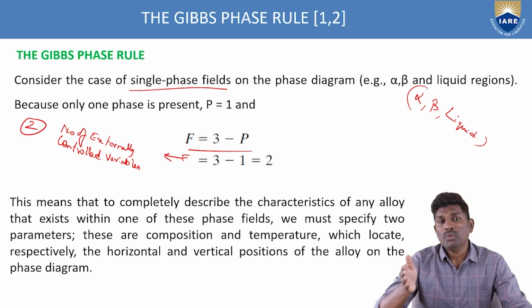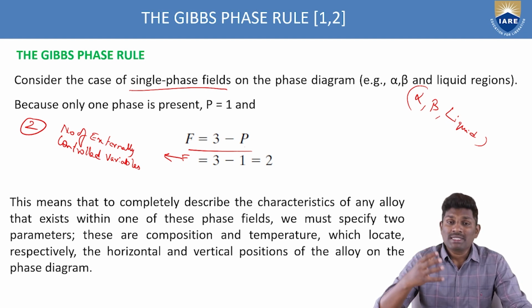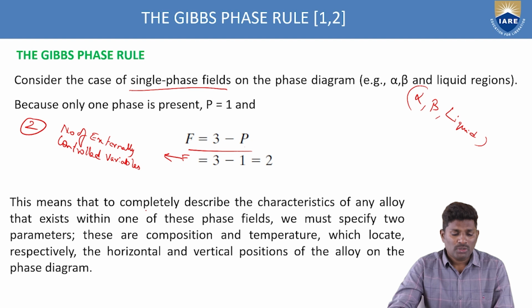When there are two components in this, you need to find out how many degrees of freedom are required to describe a phase diagram in a binary system, which is having two components. So that means to completely describe the characteristics of an alloy that exists within a system of these phase fields, we must specify two parameters.